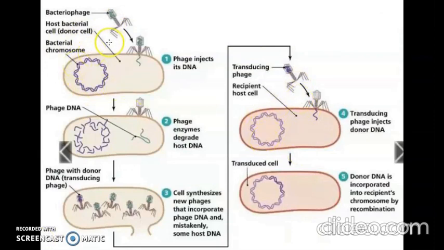Here the phage will inject its DNA into the bacterial chromosome, and in the second stage the phage enzymes will degrade the host DNA, and phage with the donor DNA can be seen here. Here the cells synthesize new phages that incorporate phage DNA, and later in the recipient host cell we can see that the transducing phage, that is the phage with the donor DNA, injects the DNA, and in the final stage the donor DNA is incorporated into the recipient's chromosome by recombination.